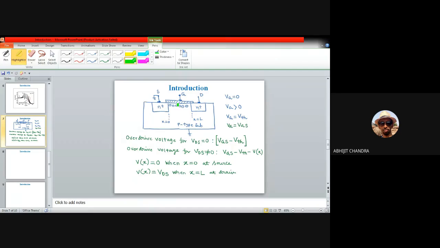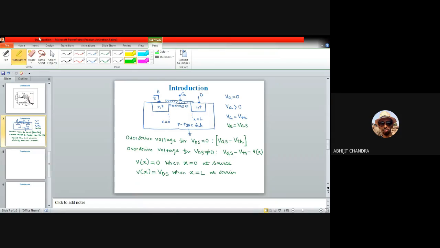which is responsible for the accumulation of charge beneath the oxide layer, or which is responsible for creating the channel, will also be reducing, because this effective voltage reduces with the increase of VDS. This is given by VGS minus VTH minus VX. And these are the two limits for VX, 0 at x equal to 0 and VDS at x equal to L. So as you increase the value of VDS from 0 towards VGS minus VTH, the channel will be pinched off at this particular point.